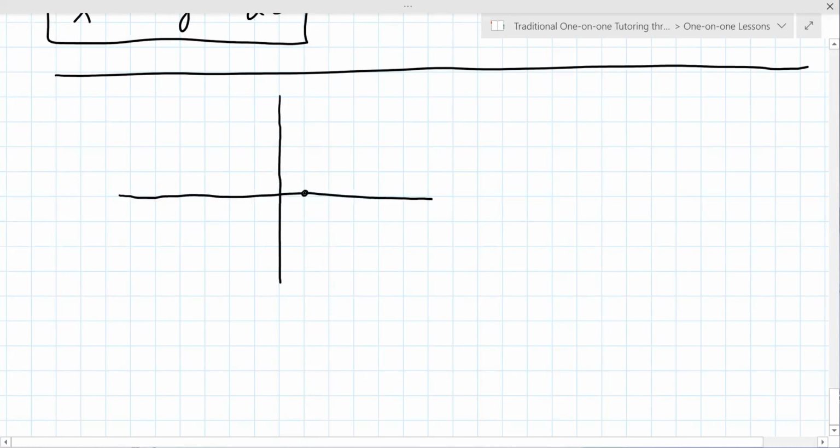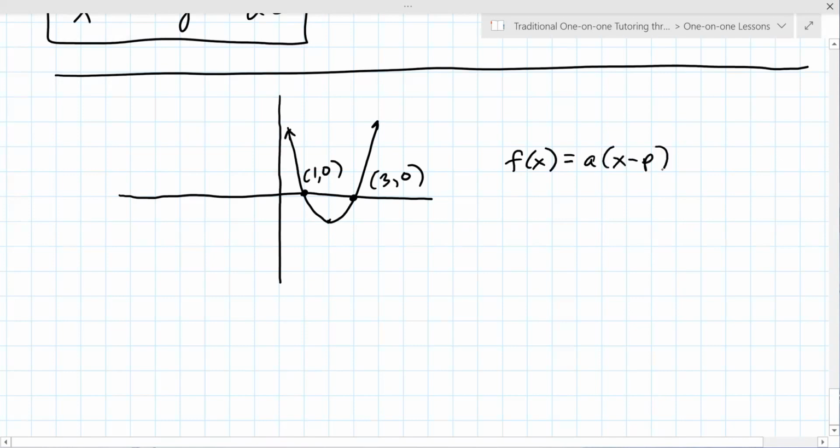So let's say a quadratic graph goes through these points. It goes through 1, 0, and then it goes to 3, 0. Have you seen this before where you write the quadratic function as a product of its factors? Yeah, I've seen that before. Factored form. Yeah, I did that in the exam today, and we did that problem.